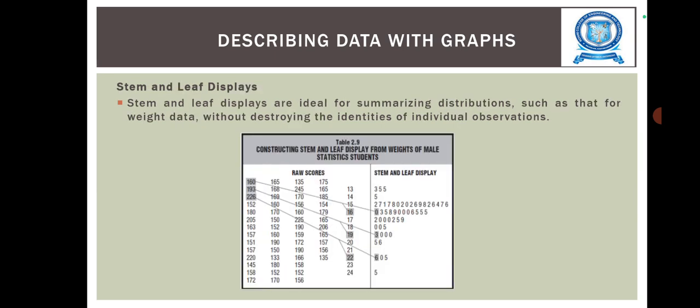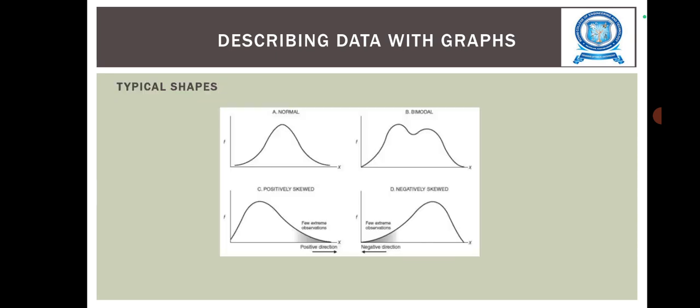The next one is stem and leaf displays. It is one of the techniques for summarizing quantitative data. Stem and leaf displays are ideal for summarizing distributions such as that for weight data without describing the identities of individual observations. Constructing a stem and leaf display: in the leftmost panel, first recreate the weights to construct the stem and leaf display for the table.